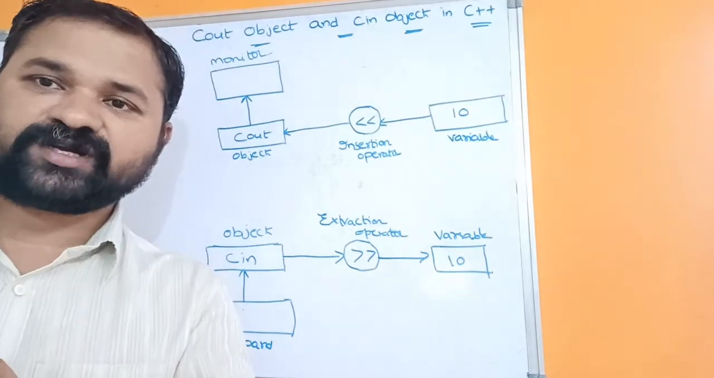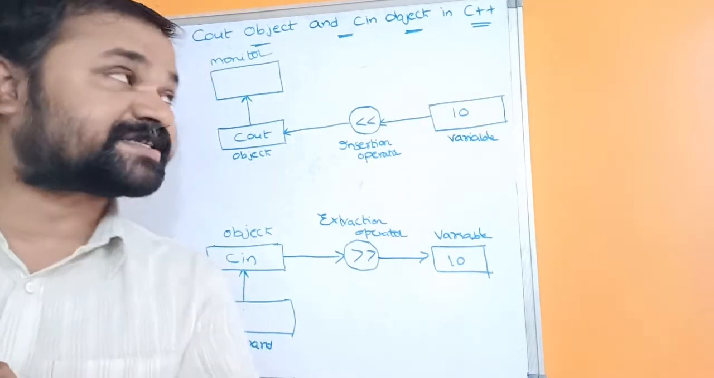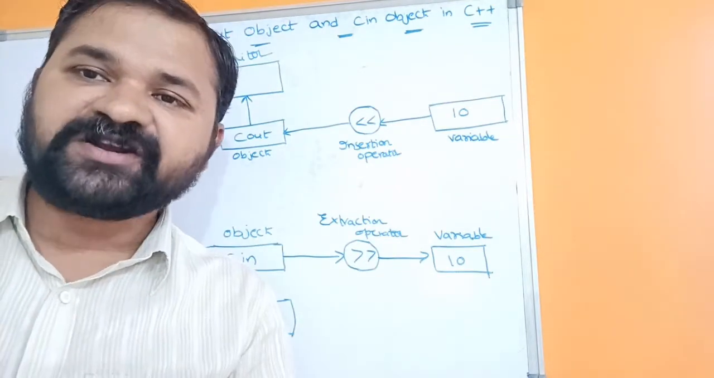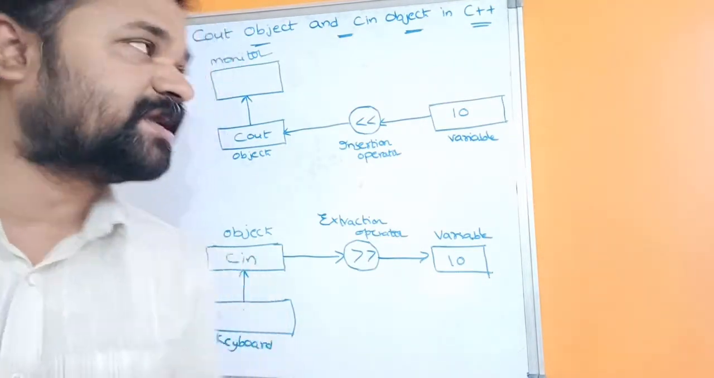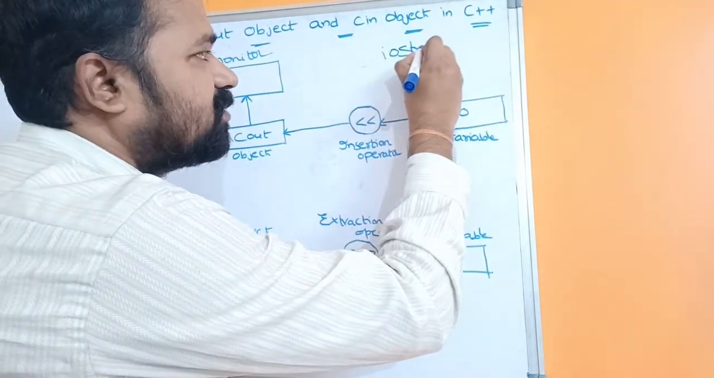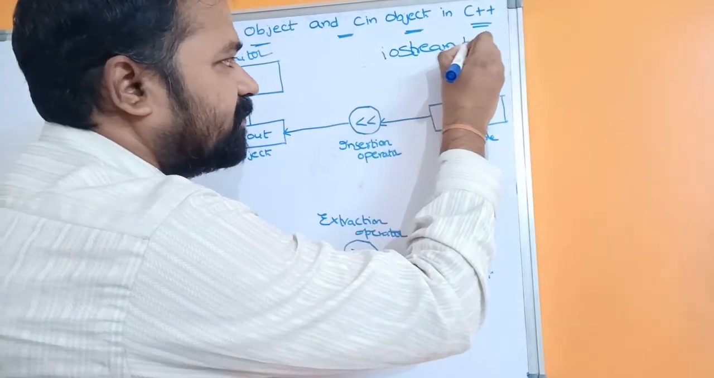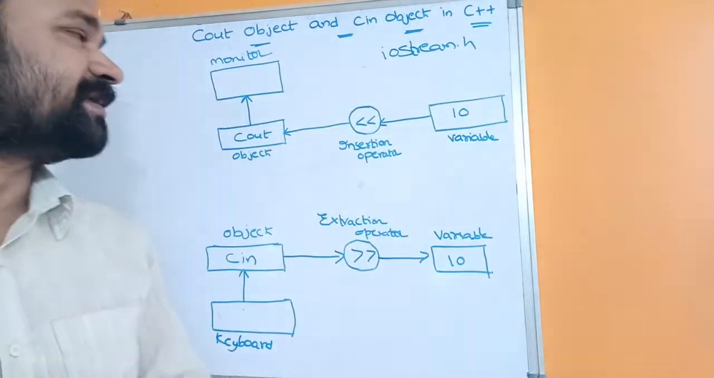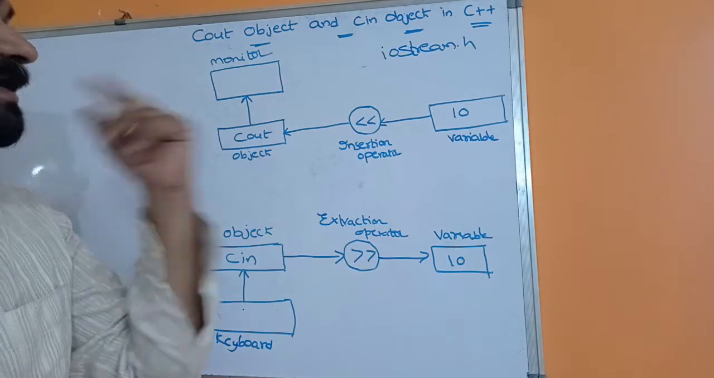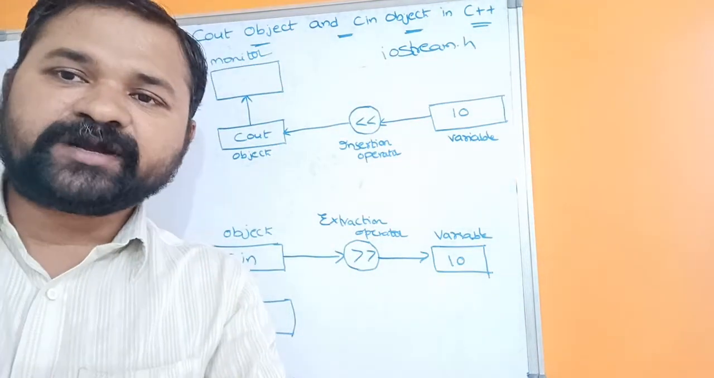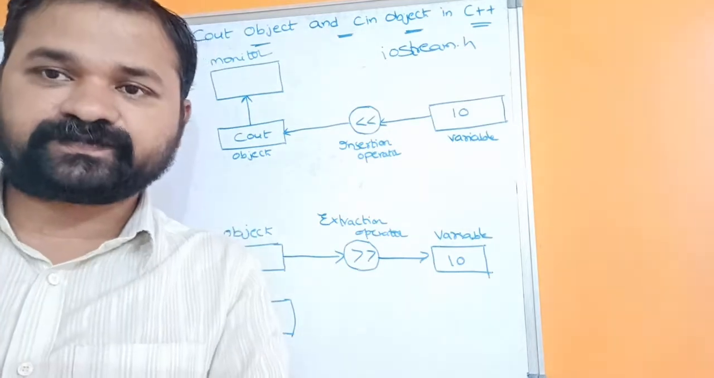Now let's see about cout and cin objects in C++. Cout is a predefined object which is available in iostream.h. We have a header file called iostream.h where I stands for input stream, O stands for output stream. Here the cout object is available in iostream.h. Cout represents the output stream.